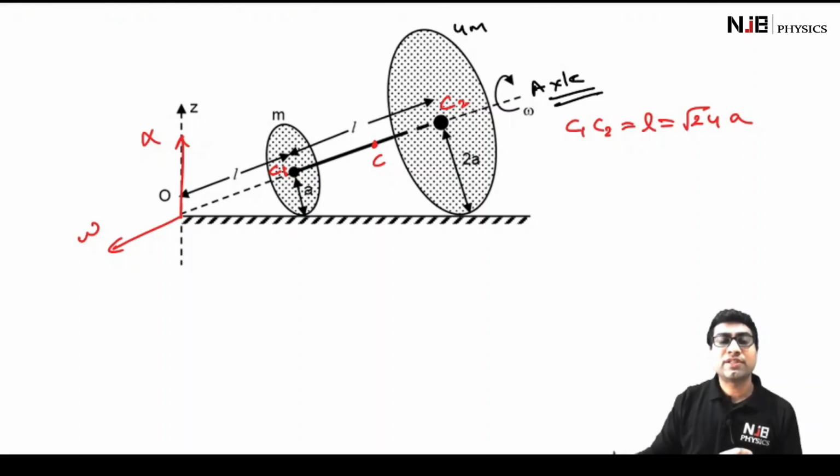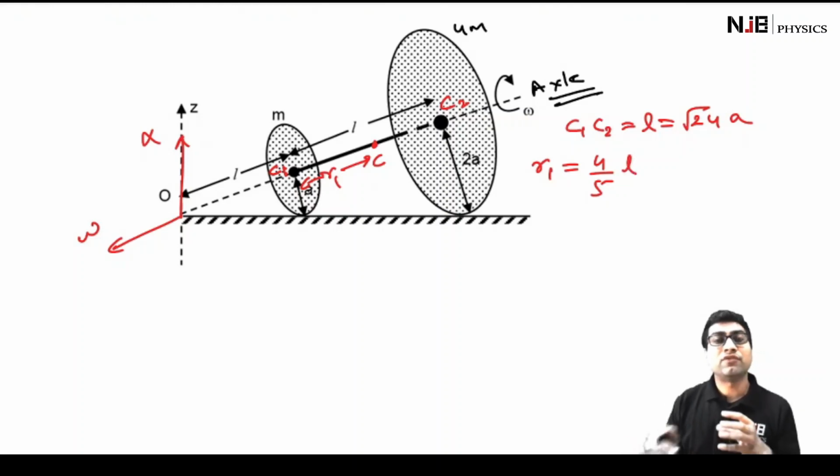Okay, now what about this center of mass? Well, we know that the center of mass will be somewhere in between C1 and C2, and in fact we can get its distance from C1. Let's say the distance of C from C1 is R1, and we can directly use the formula which is going to give us that R1 is equal to 4 by 5 times the total distance between C1 and C2, which is L. Well, we have just used the concept that the center of mass divides the two particles in the inverse ratio of the distances between them.